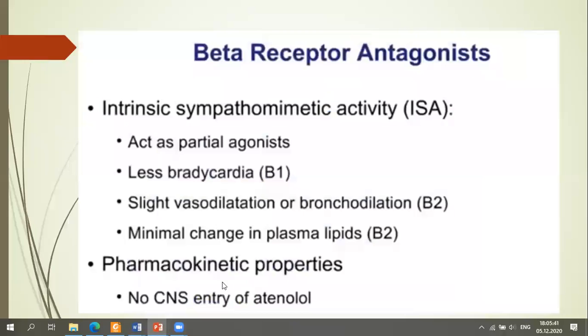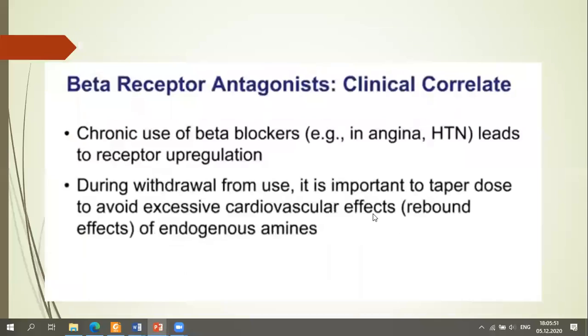Now, pharmacokinetic properties: they do not have entry to the central nervous system too. Now let's continue then, to have other students entering. Okay, they are entering too.